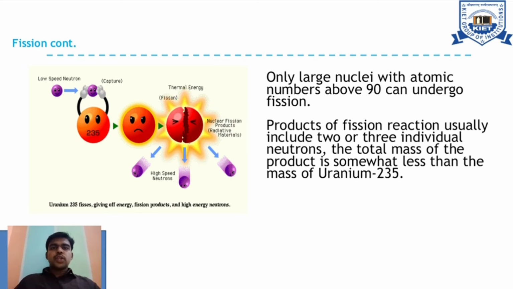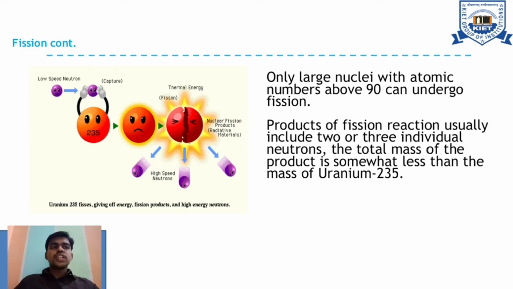Here comes the continuation of the nuclear fission process. Look at the diagrams first. A low speed neutron is captured, and then thermal energy is produced, and various high speed neutrons go off in different directions, because this example is uranium 235. When the fission reaction happens, it gives off energy, and at the same time fission products and high energy neutrons. So overall, in this fission we are discussing the low speed neutrons and, at the same time, the thermal energy contribution.